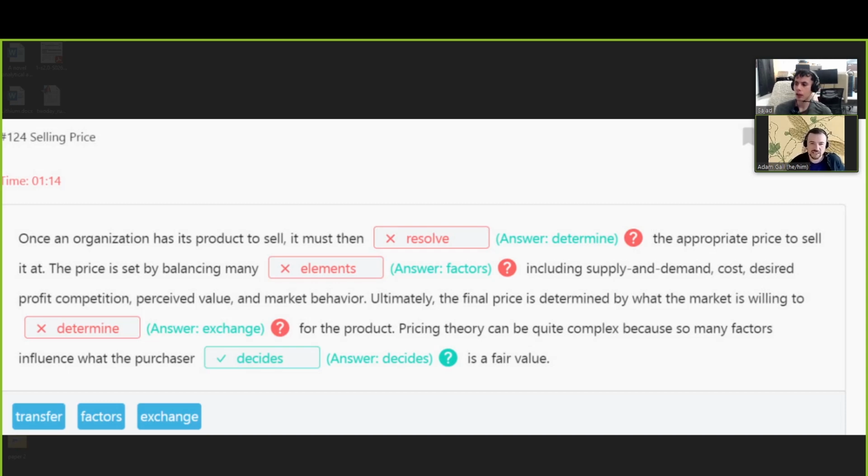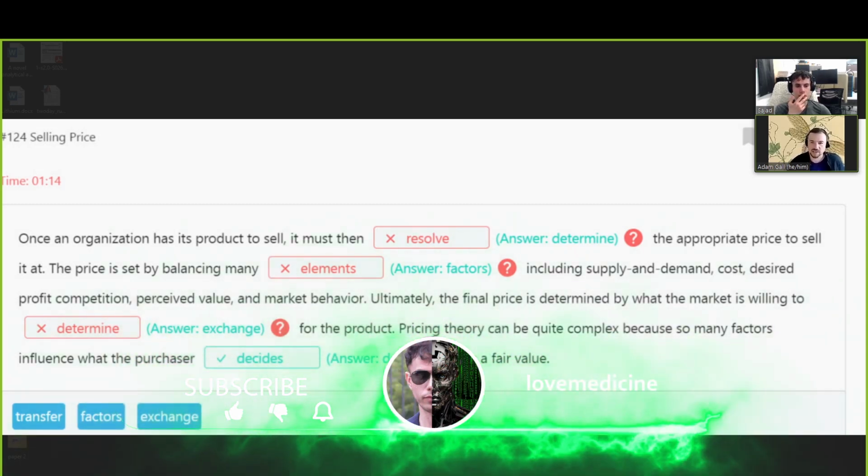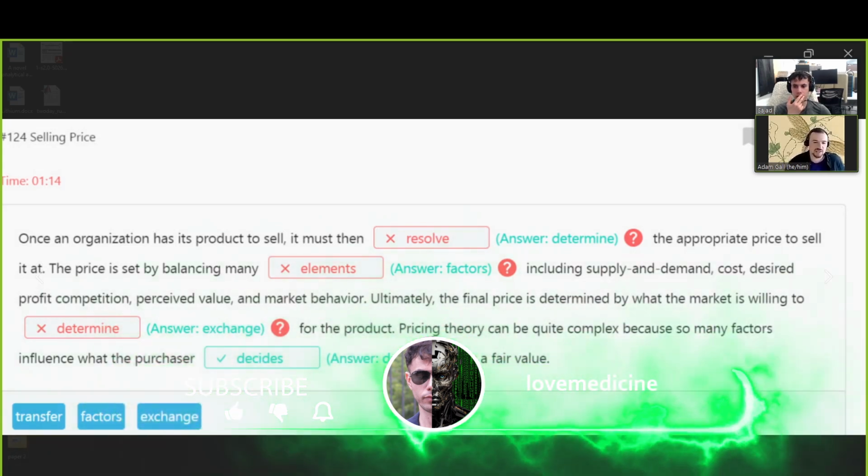rather than in decisions. They might say sometimes that the market decides, but strictly speaking, in a market, people decide what they're willing to pay. So the market comes up with an exchange rate or a level of exchange.